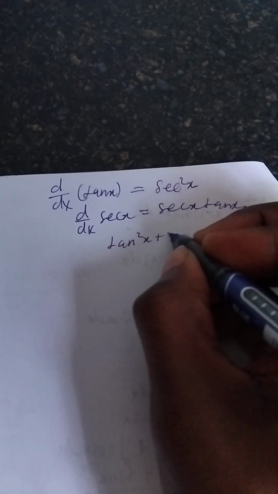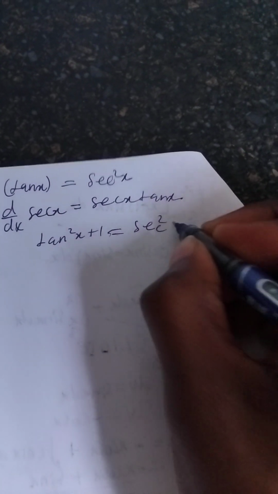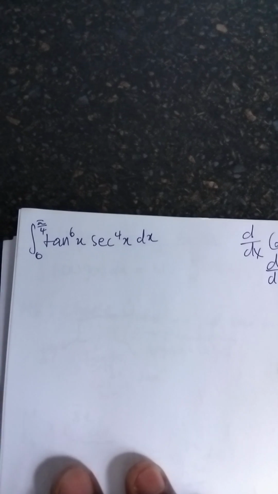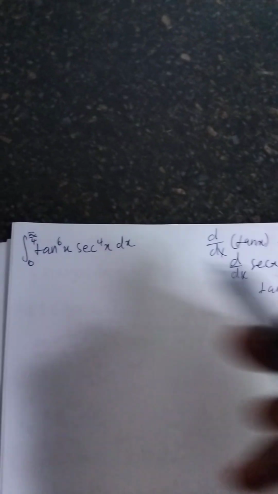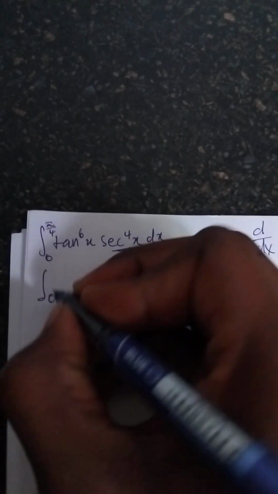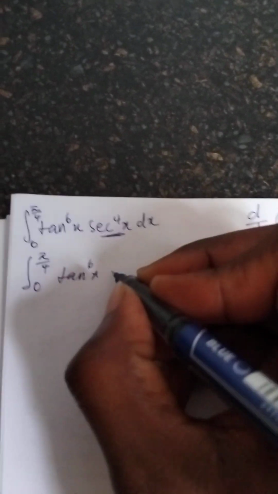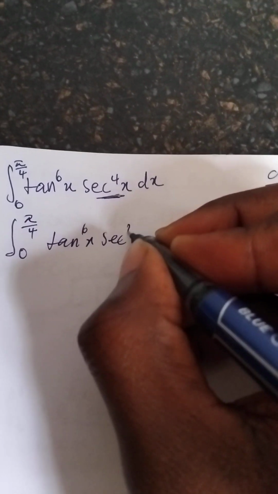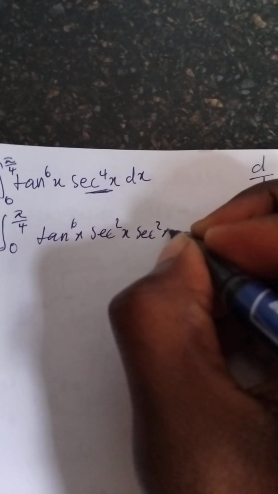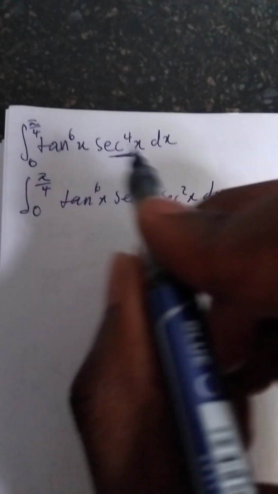Remembering this, we are going to use that idea to solve this integral, and also the identity that says tan square x plus 1 is equal to secant square x. Now let's deal with this problem. Since we know that the derivative of tan x is secant square x, we can break this into secant square x. So we have 0 to pi over 4, then tan to the power 6 x, then secant square x dx.